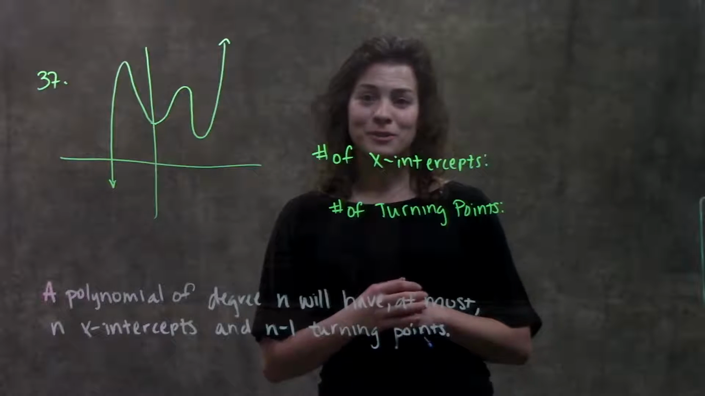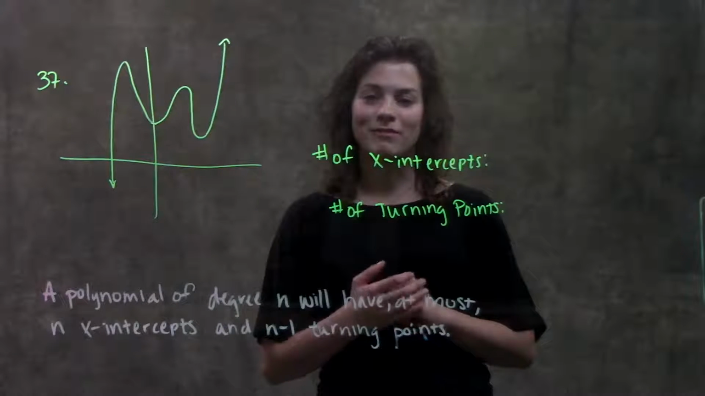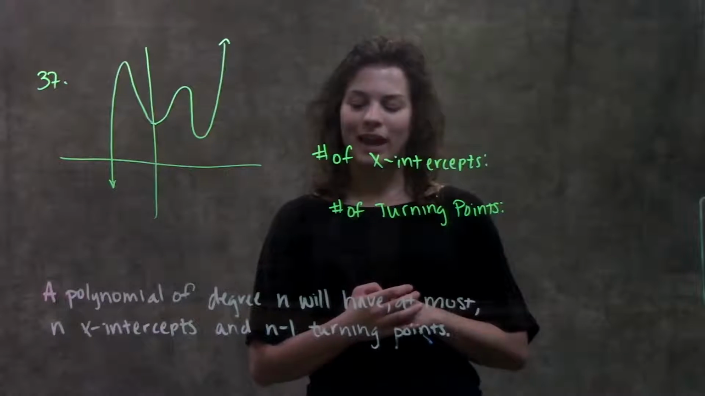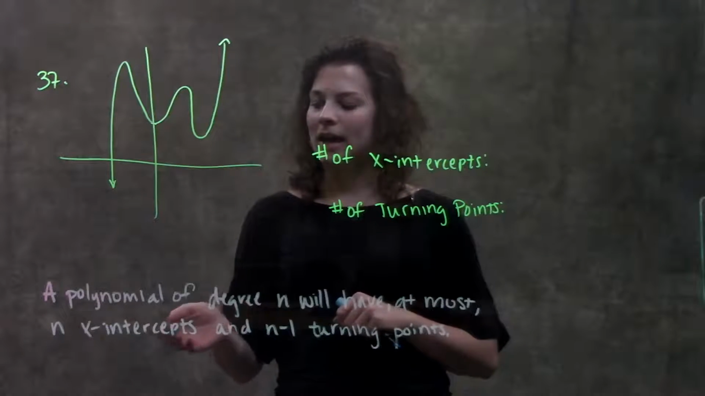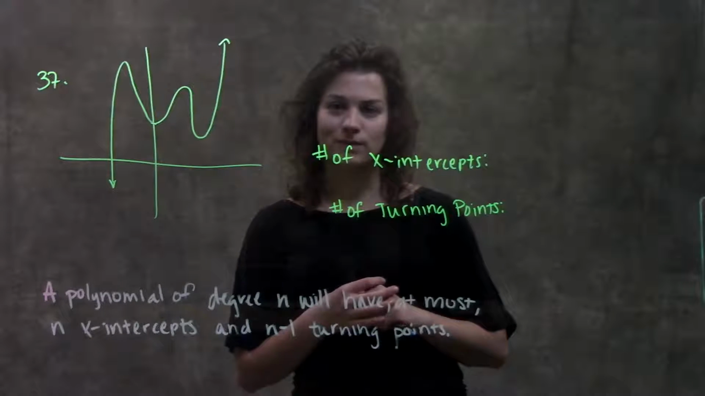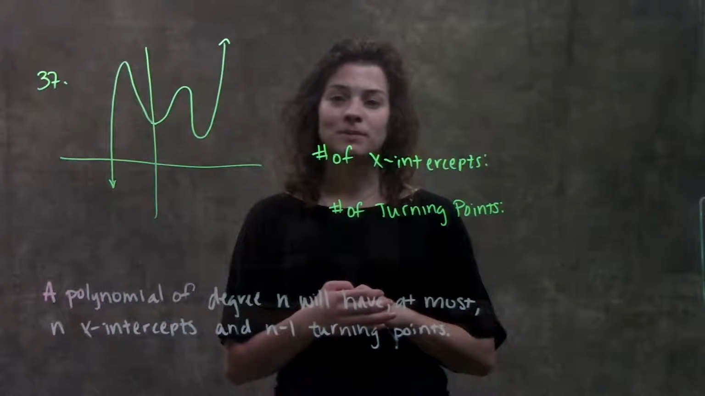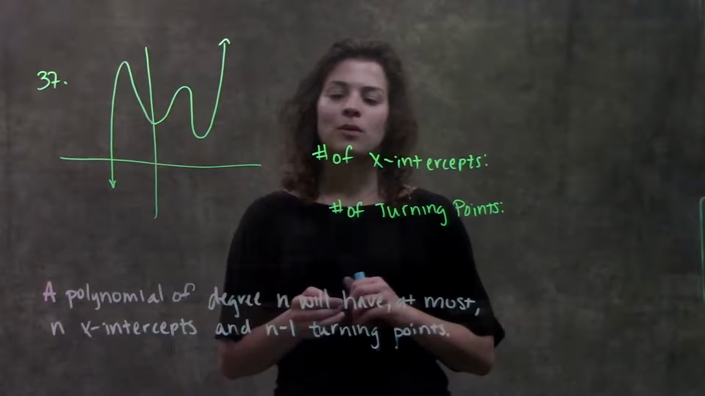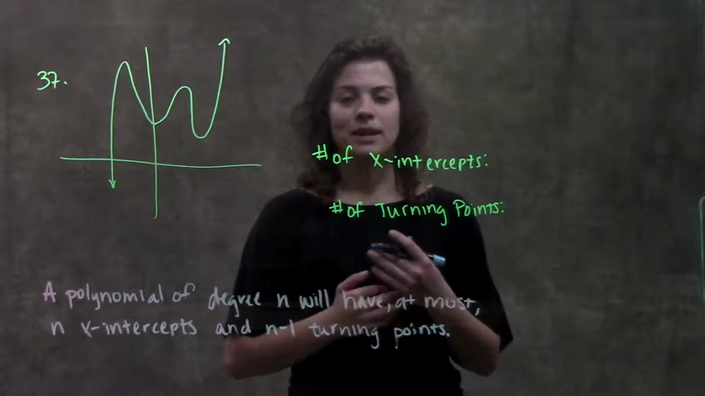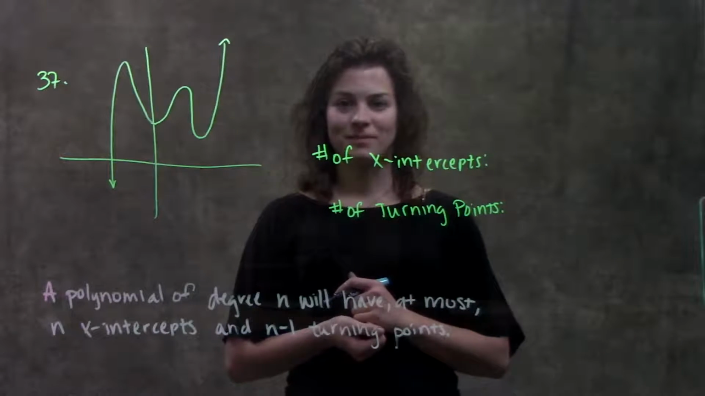If you remember earlier in this section, they gave us a golden rule of finding the least degree polynomial, and it told us that a polynomial of degree n will have at most n number of x-intercepts and n minus 1 number of turning points. So to determine what the least possible degree of this function is, we're going to find our number of x-intercepts and our number of turning points, compare them, and determine what our least possible degree is.